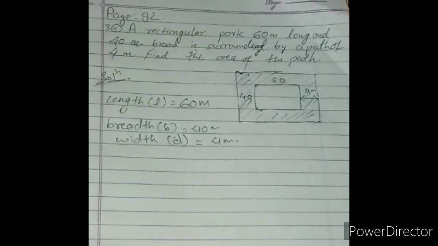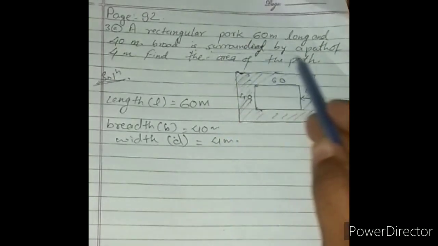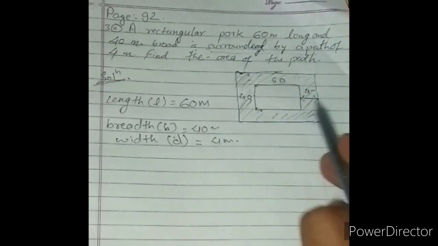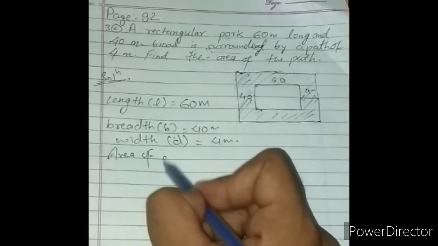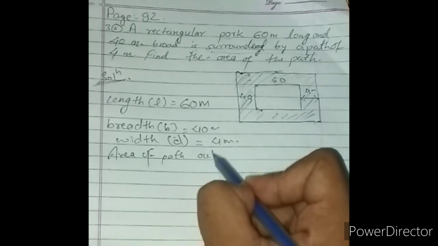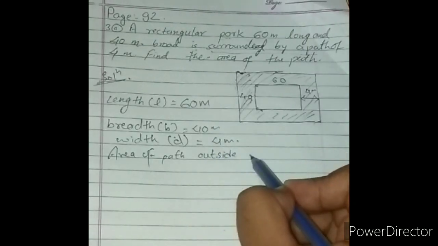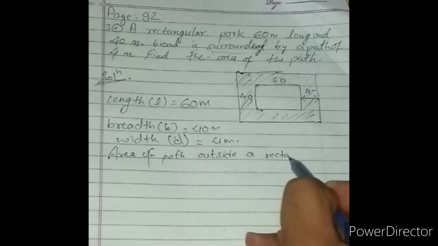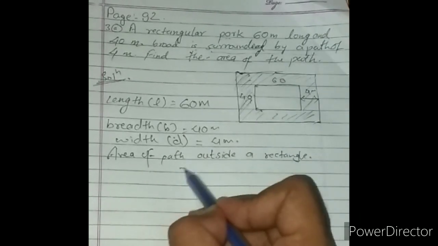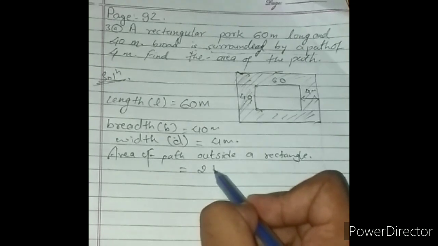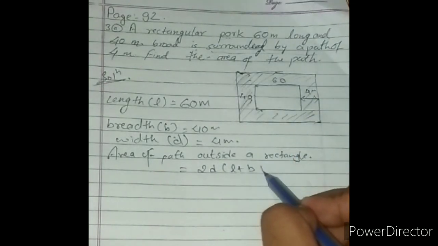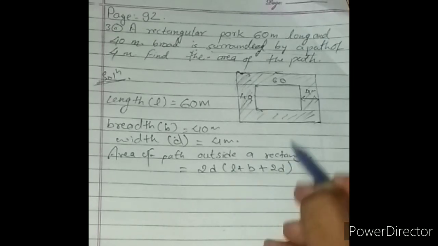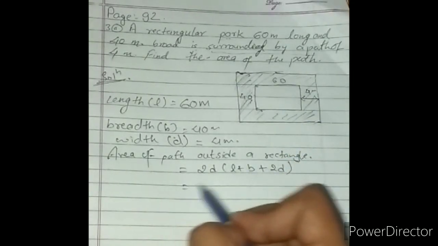Now here path is inside of rectangle or outside of rectangle, you have to know. Surrounded by, it is given here, it means outside. So you have to find area of path outside a rectangle. What is the formula? 2 times D into L plus B. If outside, then plus 2D. If it was inside, then minus 2D we have to do.